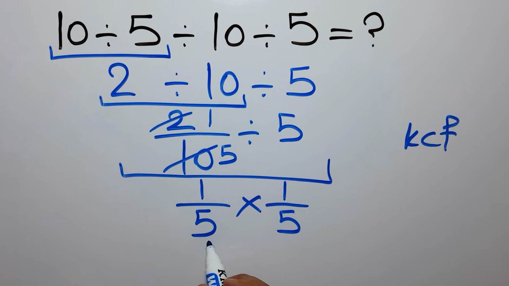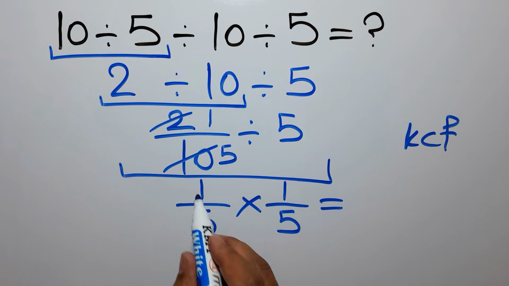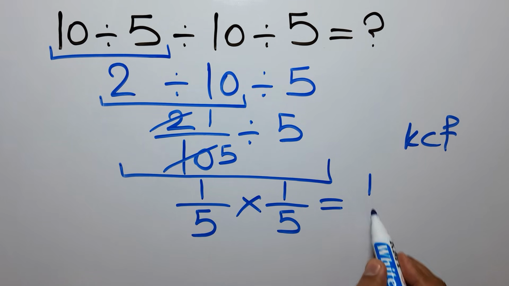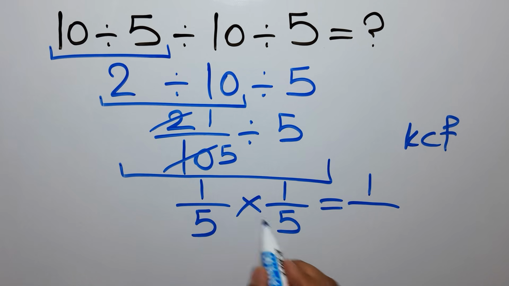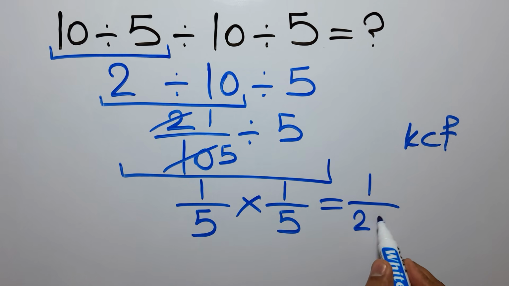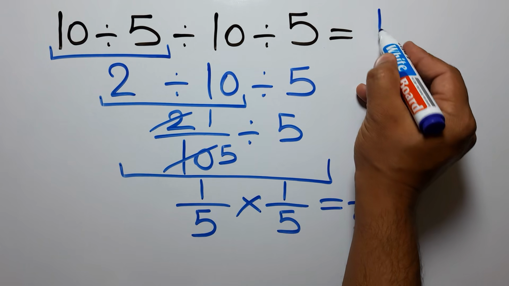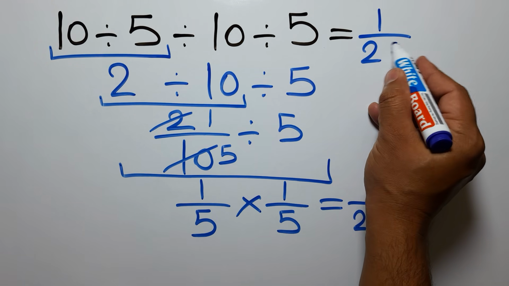So we have 1 over 5 times 1 over 5, which equals 1 times 1 gives us 1. So 5 times 5 equals 25. So we have 1 over 25. And this is our final answer to this problem. The correct answer is 1 over 25.